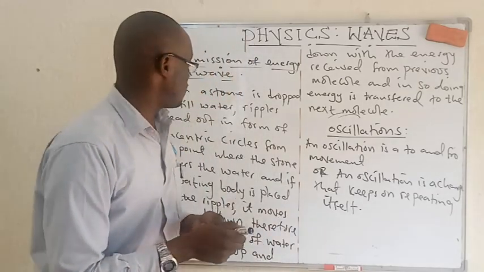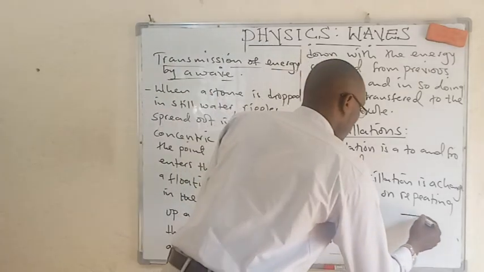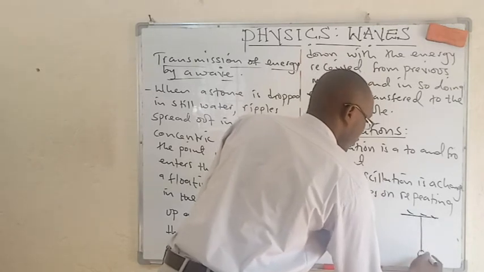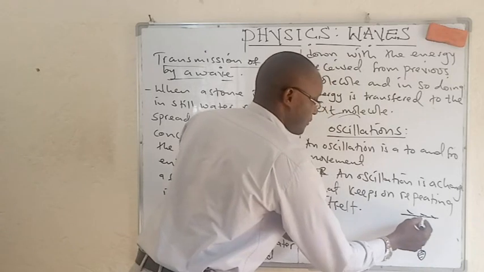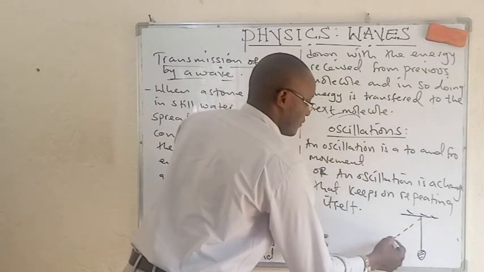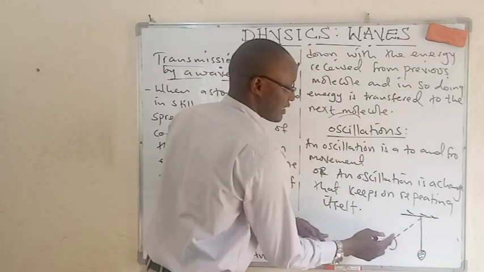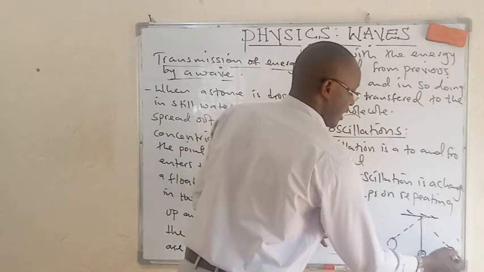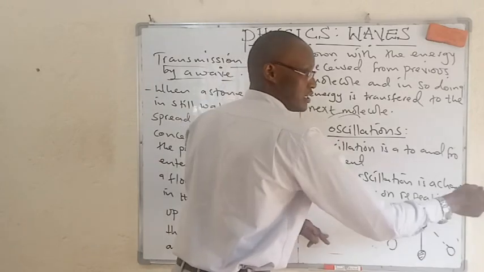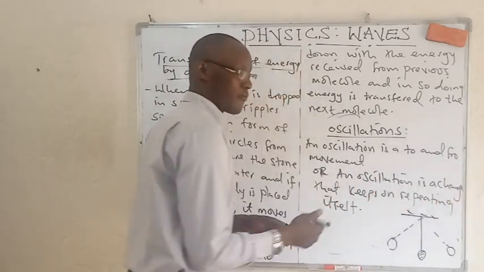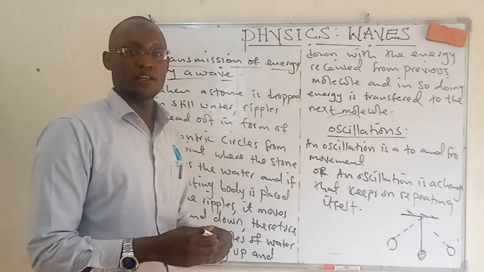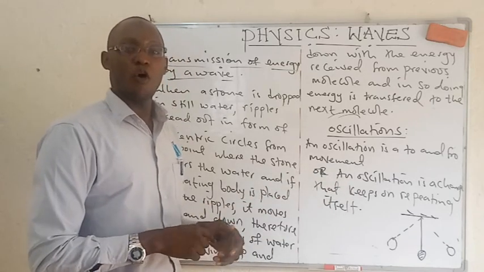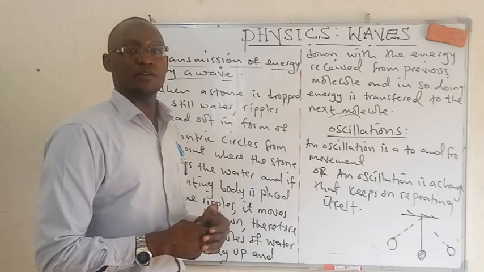A swinging bob. Have you ever seen a bob? A string attached to a metallic spherical body. If I displace it to this point and then leave it to oscillate, it will come to this end, and then finally come to this end. So it is a to and fro movement. So a swinging pendulum bob is an example of an oscillation.